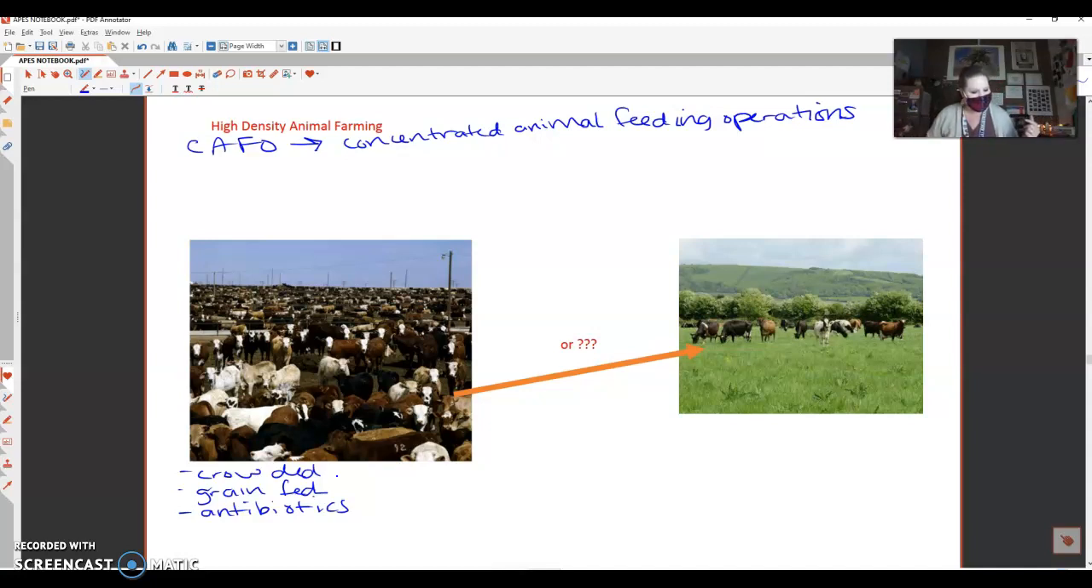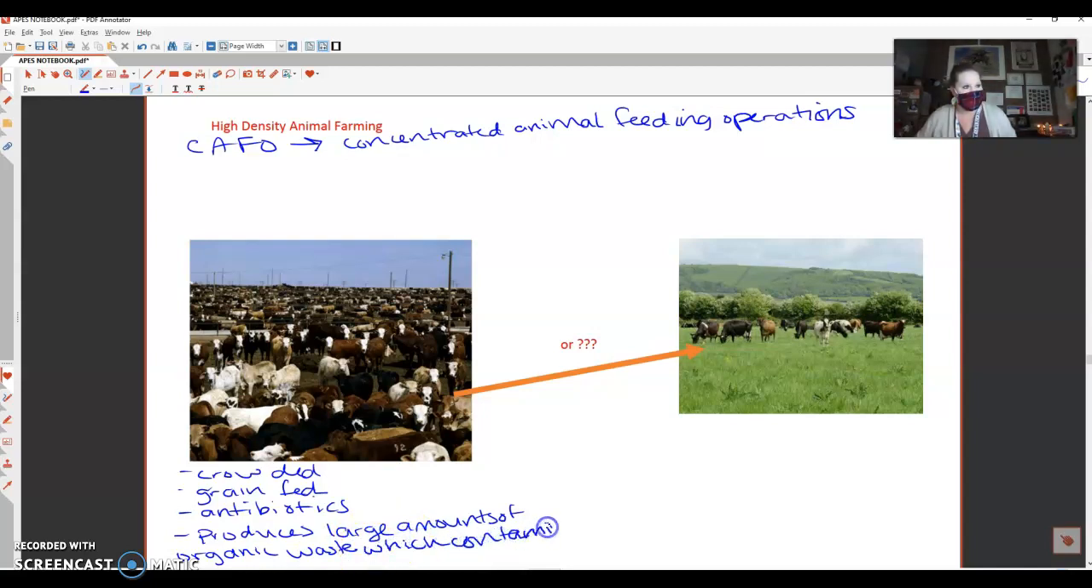Okay, this also produces tremendous amounts of waste. So it produces large amounts of organic waste. I'm talking about poop, y'all. Of organic waste, which contaminates water from runoff.